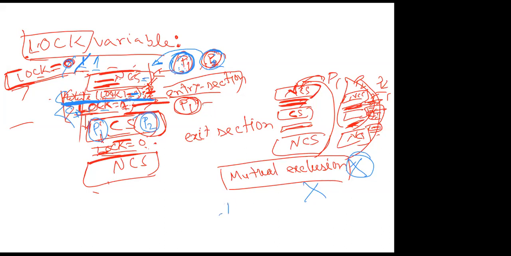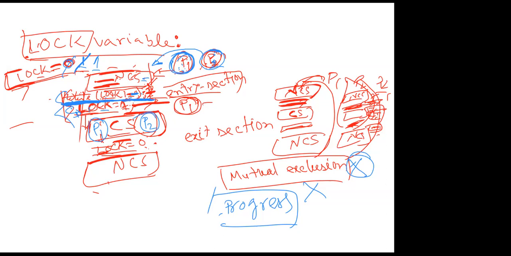Let's check another property: progress. Is progress satisfied or not? What is progress? Progress means that when a process is not in the critical section, it doesn't block another process from entering the critical section for an indefinite time. Now let's see whether this mechanism satisfies progress or not.